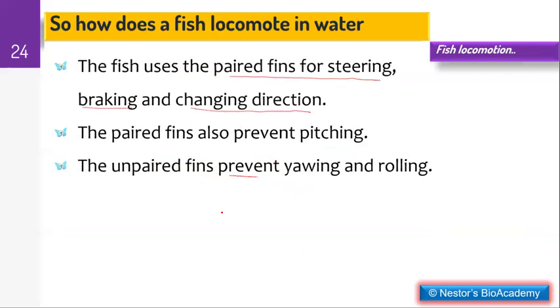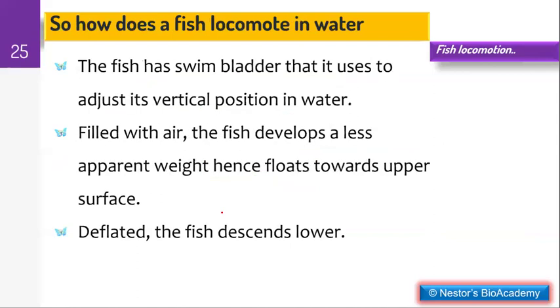Then you also mention the various roles that the fins play. And then, of course, you can also indicate that fishes usually have a swim bladder. The swim bladder becomes important. This is always filled with air to enable the fish to adjust its vertical position in water.